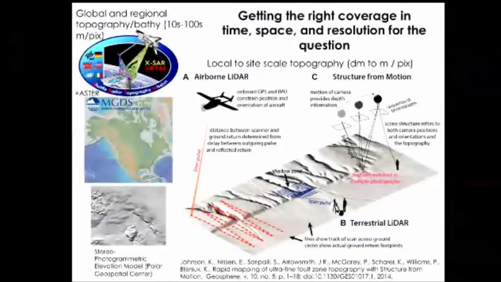The right data in the right place. So, you might start off with regional and global topography with tens to hundreds of meters per pixel. I showed the SRTM, which is one of our big go-to data sets. ASTER also has a big global data set, but we're not really getting finer than about 10 meters per pixel.